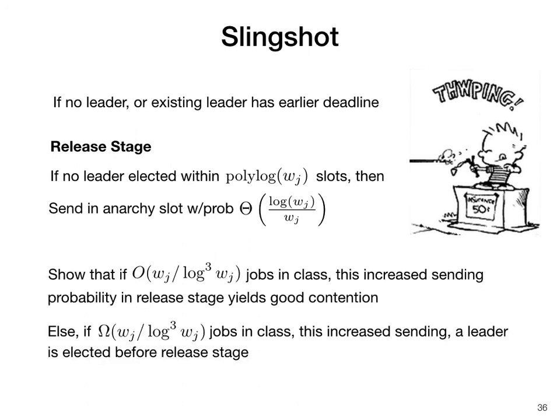Interestingly, if there are at most O of W over log cubed W jobs with the same window, then the contention from the release stage is okay, and the anarchy slot has mostly constant contention, so here a leader is not necessary. Otherwise, if there are omega of W over log cubed W jobs with the same window, then a leader is elected with high probability in the size of the window. At this point, again, jobs can now use aligned.